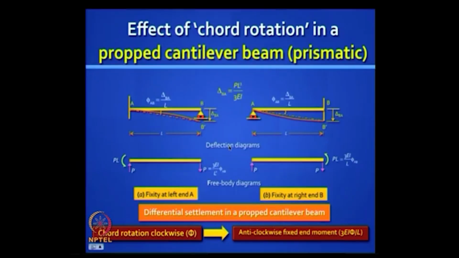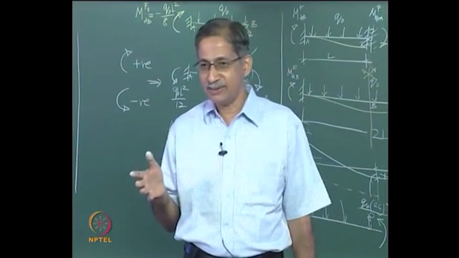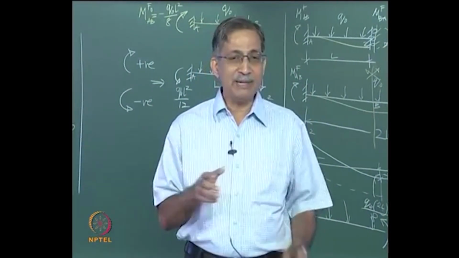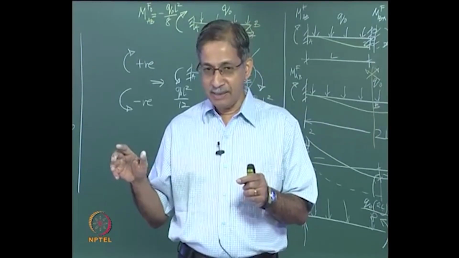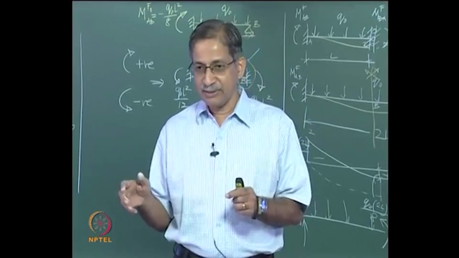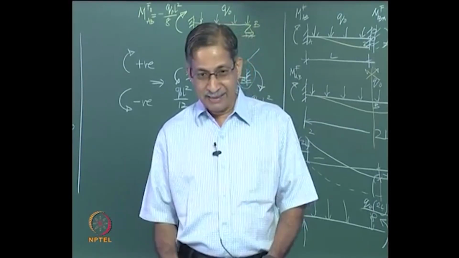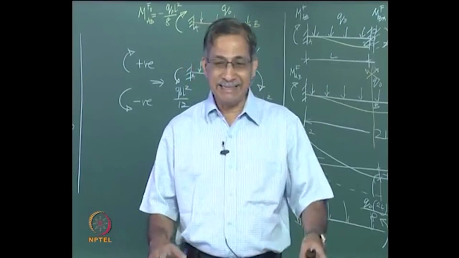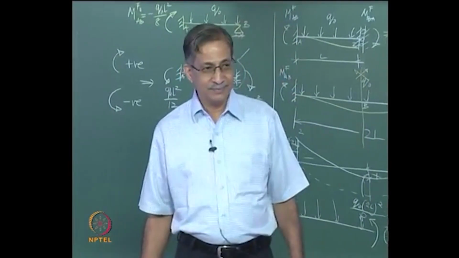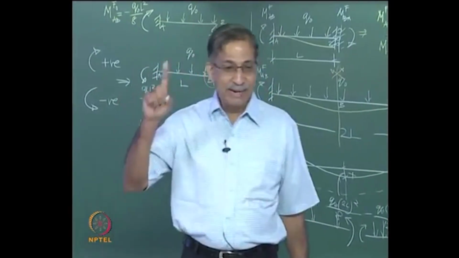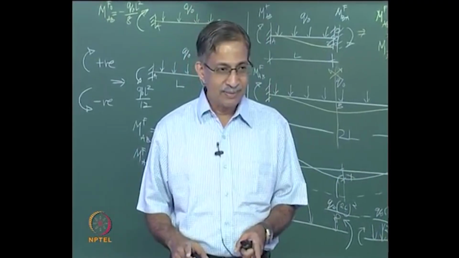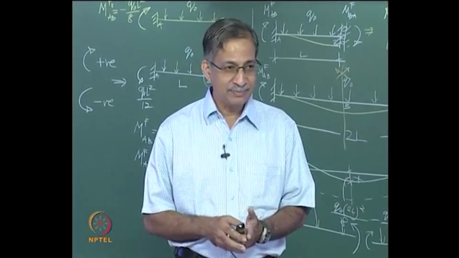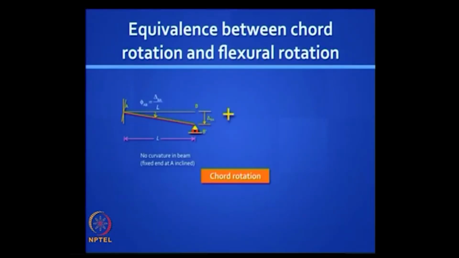Now I want to ask you a question. This 3EI by L is familiar to us. You get 3EI by L in a propped cantilever when you apply a unit rotation. Is that 3EI by L and this 3EI by L related? There you had a flexural rotation, here you have a chord rotation. Is there a relationship? Can you give a physical meaning to it? We will try. You try. So we will do it in a clever way.